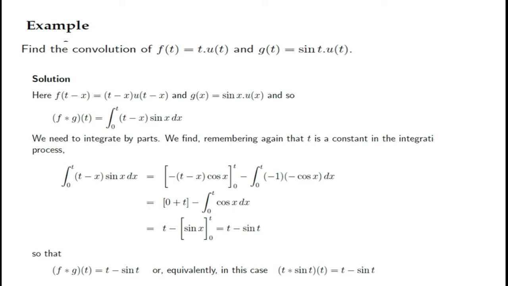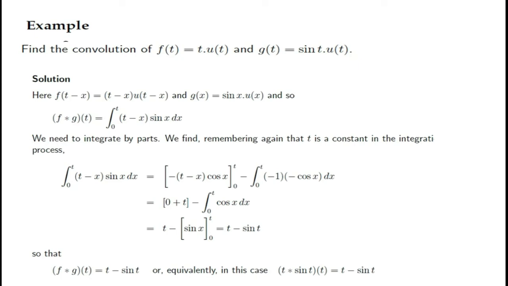Next example is find the convolution if f(t) equal to t times u(t) and g(t) equal to sin t times u(t). So first we find f(t minus x), that is (t minus x) times u(t minus x), and g(x) equal to sin x times u(x). So here for the integration from 0 to t of (t minus x) sin x dx, we have to apply integration by parts.